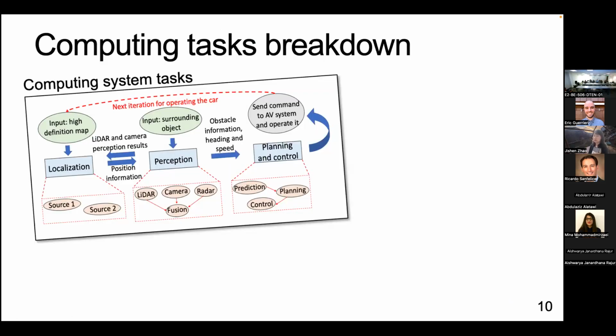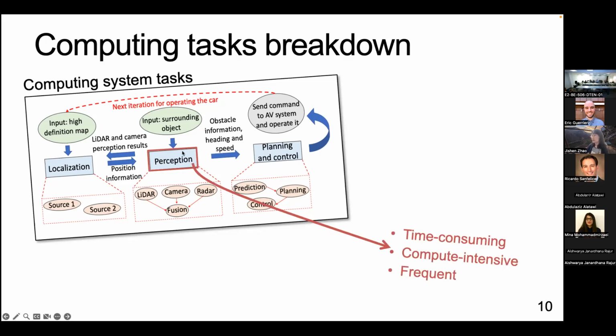So what kind of tasks are being run on the computer system of our autonomous driving car? As you can see, we can divide the computation tasks into three types. Localization is to decide where the car is and where the car is going. Perception, like I said, is to interpret the traffic around the car. And planning, control, and prediction is to make the real reaction on the road.